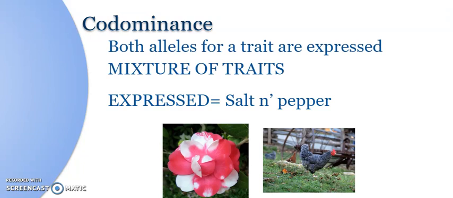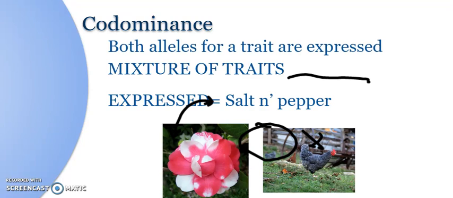Unlike incomplete dominance, where you end up with an equal blending of those alleles, sort of like mixing pigments together and getting a variety of intermediate shades, another way that we can look at genetics is codominance. And with codominance, we end up with a mixture of traits throughout. So the phenotype is a checkered look, or it could be salt and pepper.